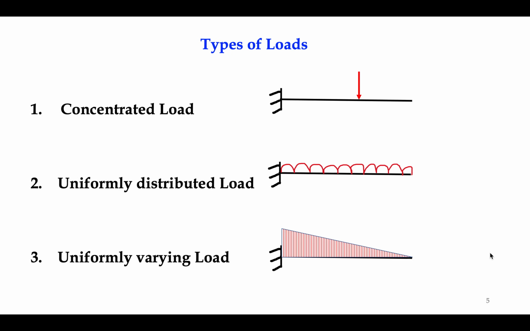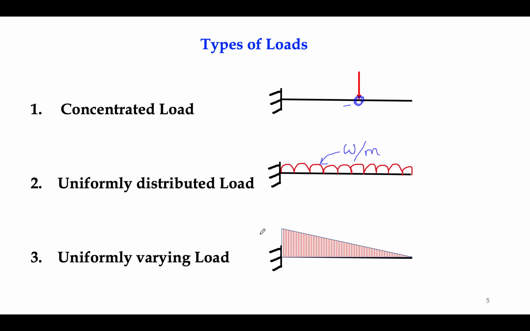Now let's move to the types of loads. We have also studied that a load acting at some particular point, we call it a point load or concentrated load. Then there is a second type of load, which we call a uniformly distributed load. If we consider it as W, it acts per unit length. Suppose length is in meters, then that load acts per unit length.